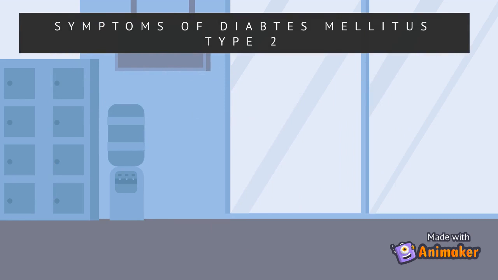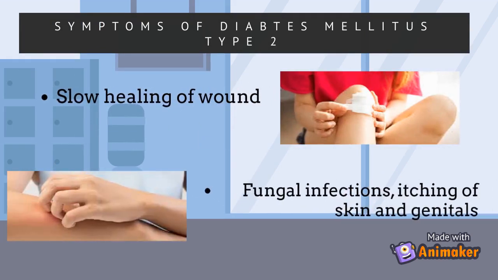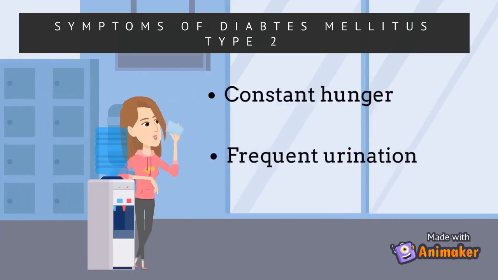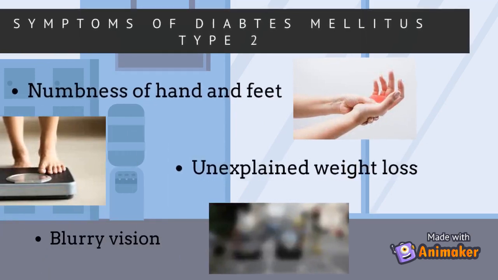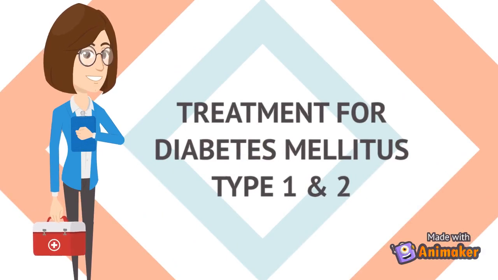Symptoms of diabetes mellitus type 2 are slow healing of wounds, fungal infection, itching of skin and genitals, constant hunger, frequent urination, numbness of hands and feet, unexplained weight loss, and blurry vision. Treatment for diabetes mellitus type 1 and 2.